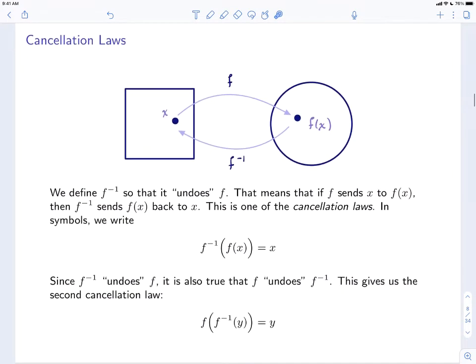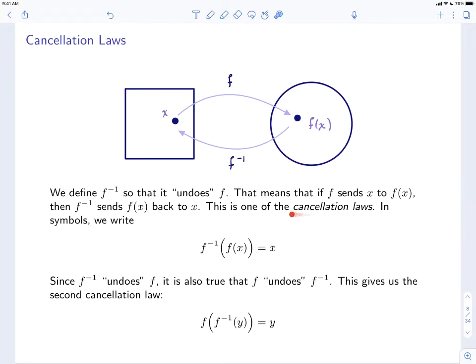This brings us to something called the cancellation laws. We define f inverse so that it undoes f. Remember, that's what we saw with this picture. We start with an x, and then f takes that x to some output, which we call f at x. And then f inverse just undoes that and takes us back to the original x. So f inverse undoes f.